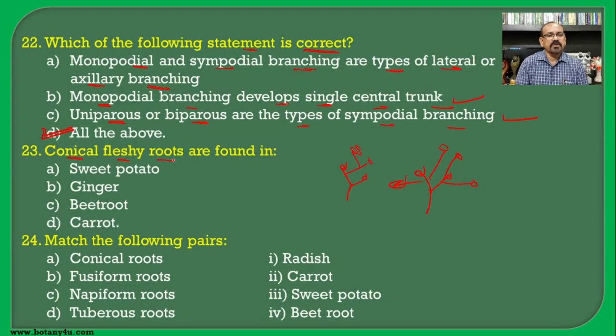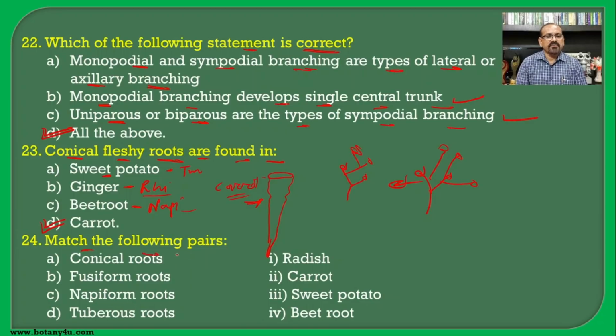Conical fleshy roots are found in. So if you see the conical type of root, then you will find that such a type of structure will be formed, and such a structure, that is the conical, is found in the carrot root, and hence carrot is the correct answer for this question. The sweet potato is an example of the tuberous root. Ginger is an example of the rhizome, and the beetroot is an example of the napiform root.